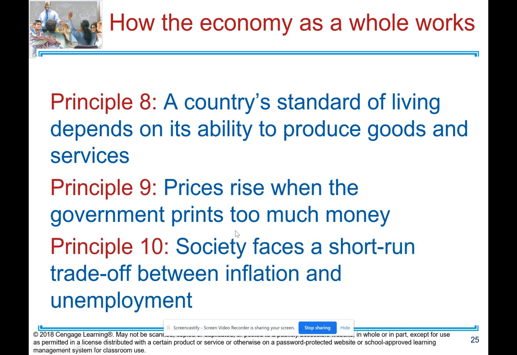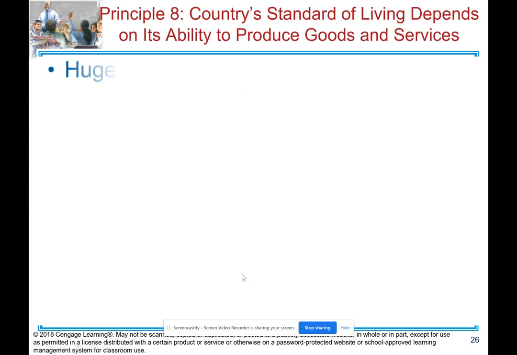The last three principles deal with how the economy as a whole works. Principle number 8, a country's standard of living depends on its ability to produce goods and services. Principle number 9, prices rise when government prints too much money. We call that inflation. Principle number 10, society faces a short term trade off between inflation and unemployment. Let's take it one by one.